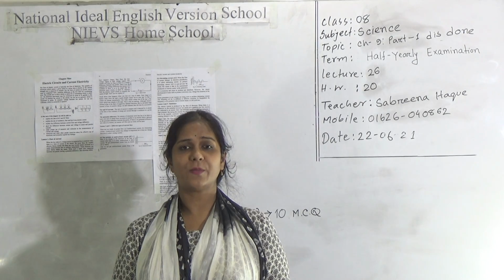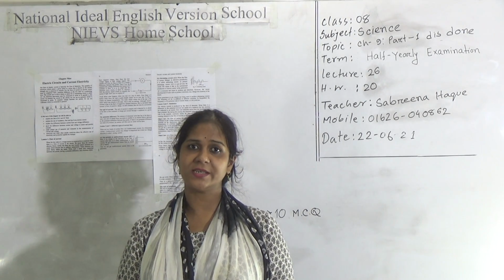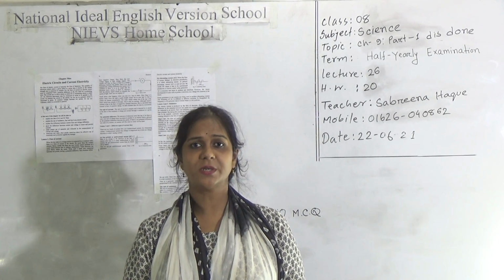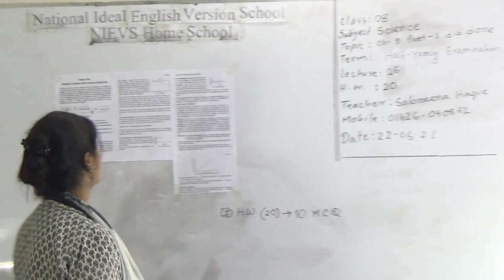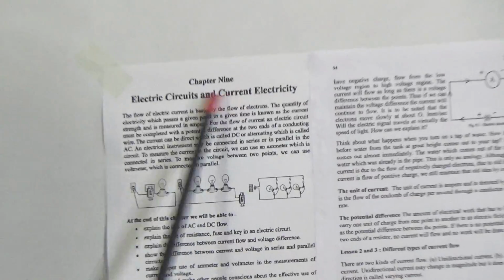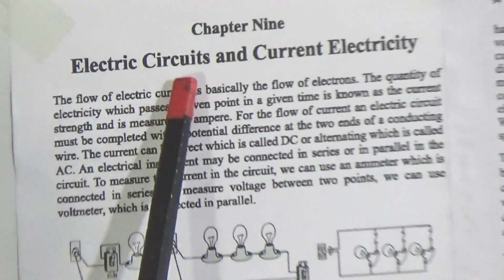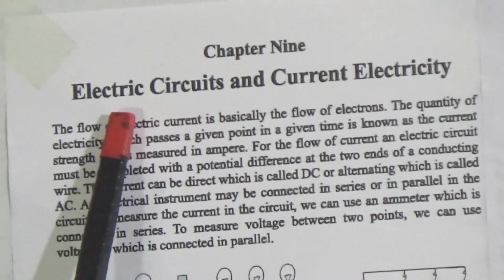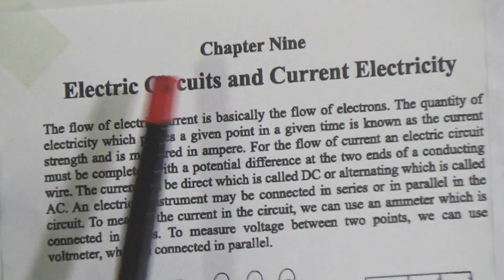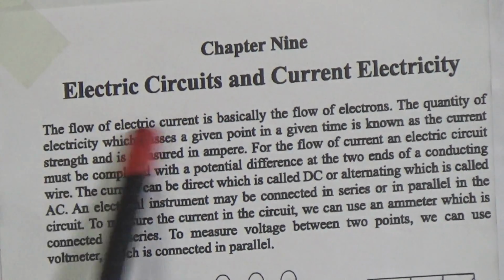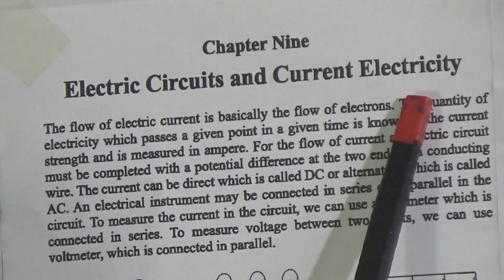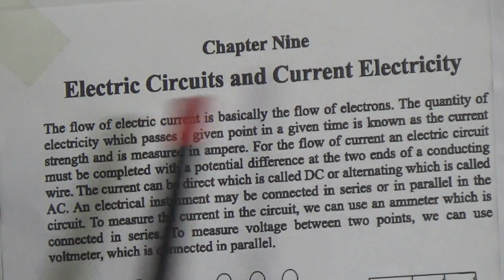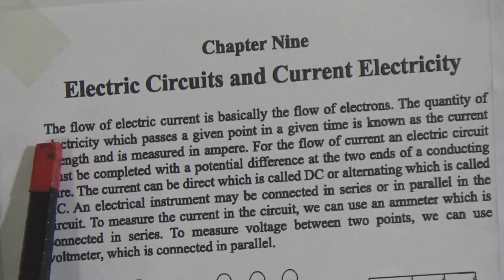Dear students, today I am going to take a science class for class 8 students based on chapter 9. Dear students, let us move forward to today's topic. Chapter 9, the name of the chapter is Electric Circuits and Current Electricity. In our day-to-day life, we always use electric circuits and current electricity. Today we are going to learn about this elaborately, and we will discuss only the first part of the chapter.